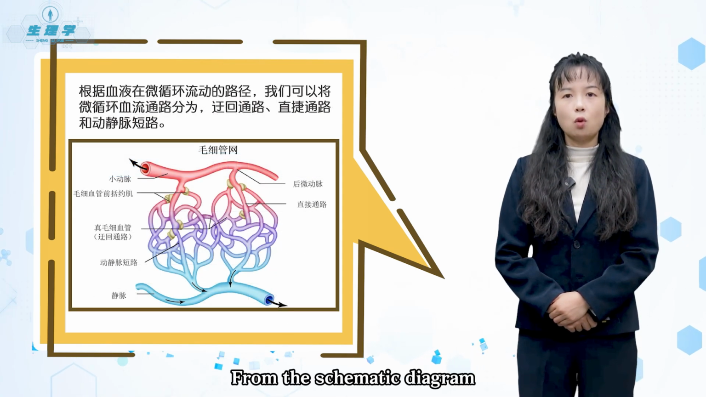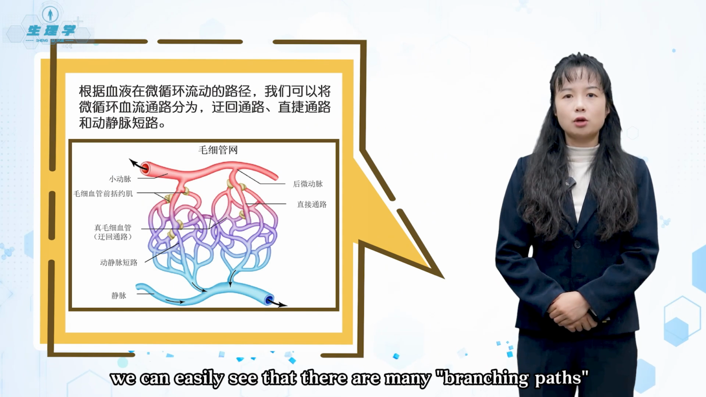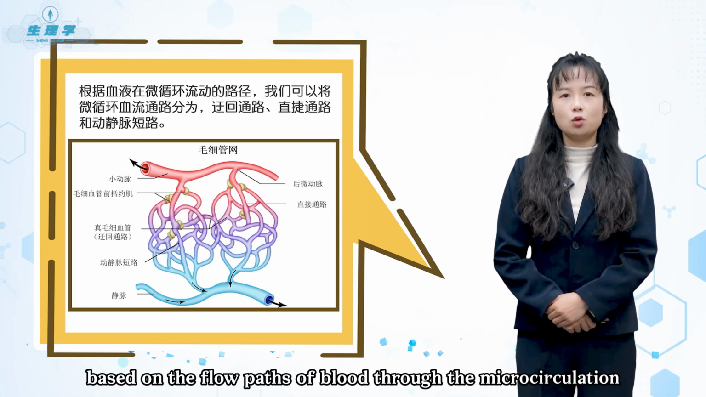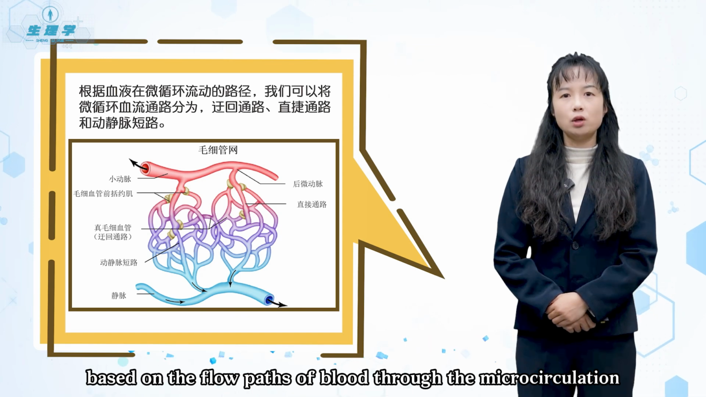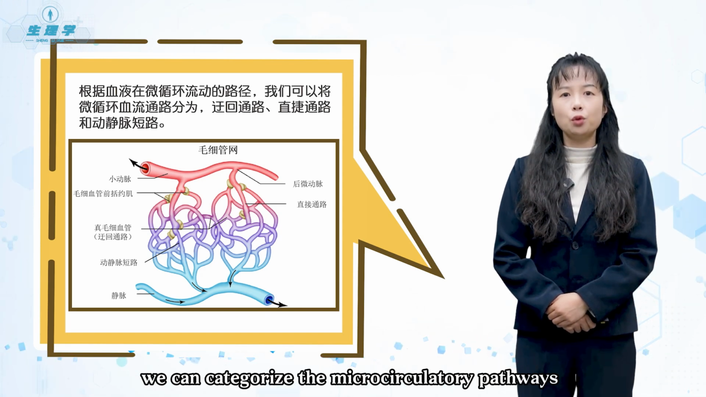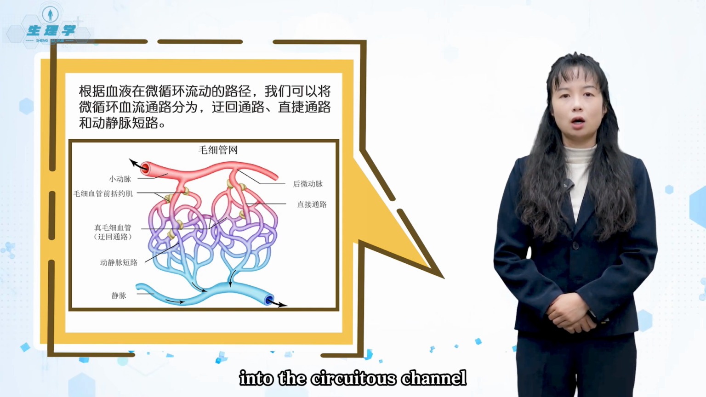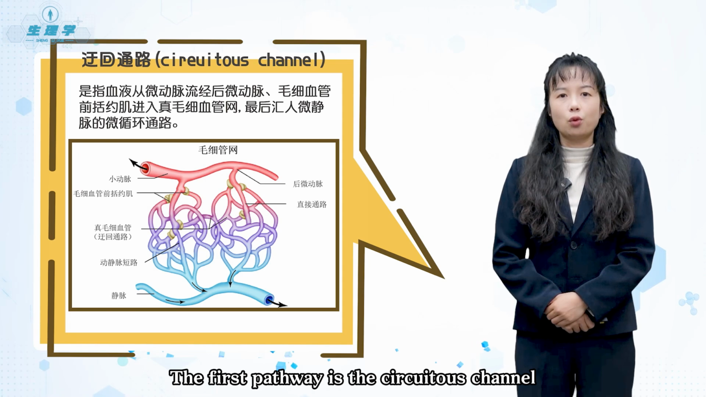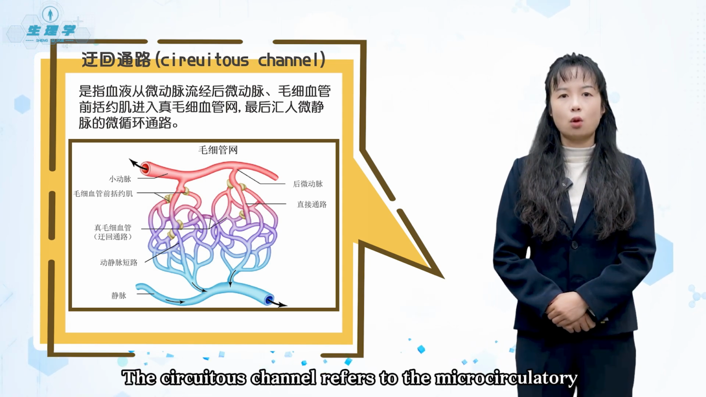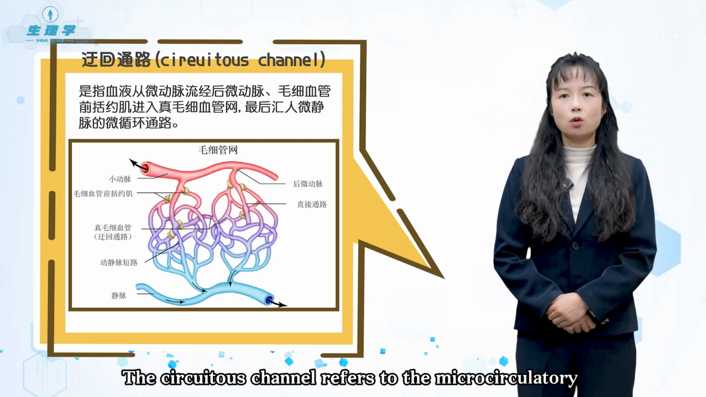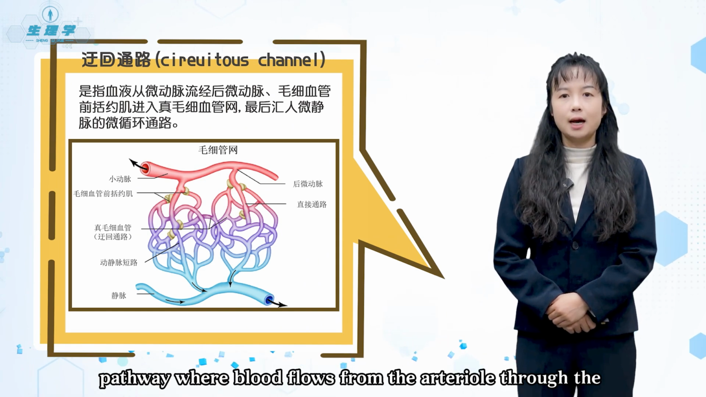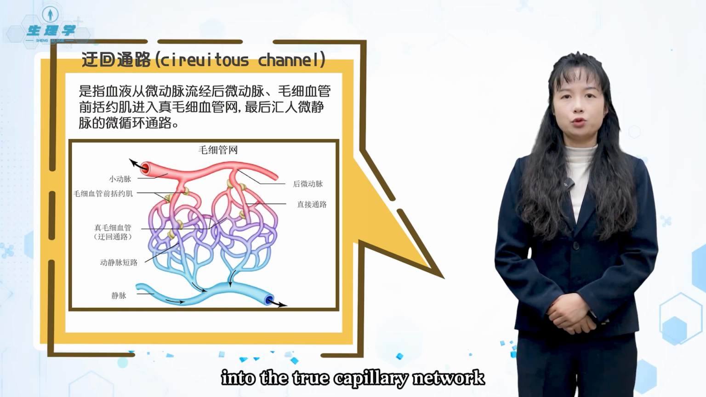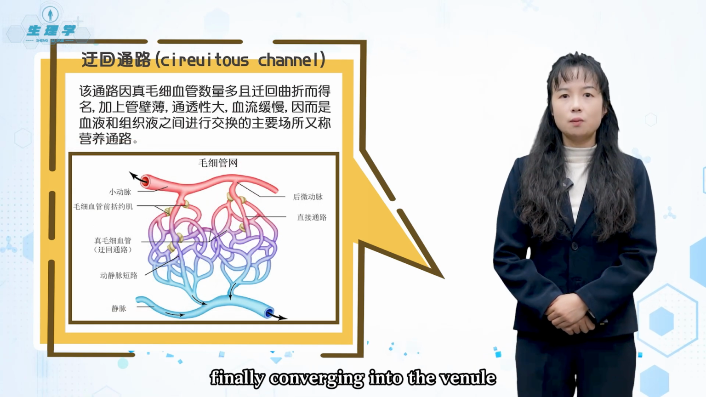From the schematic diagram, we can easily see that there are many branching paths in the microcirculation. Therefore, based on the flow paths of blood through the microcirculation, we can categorize the microcirculatory pathways into the circuitous channel, the thoroughfare channel, and the arteriovenous shunt. The first pathway is the circuitous channel. The circuitous channel refers to the microcirculatory pathway where blood flows from the arteriole through the medarteriole and precapillary sphincter into the true capillary network, finally converging into the venule.